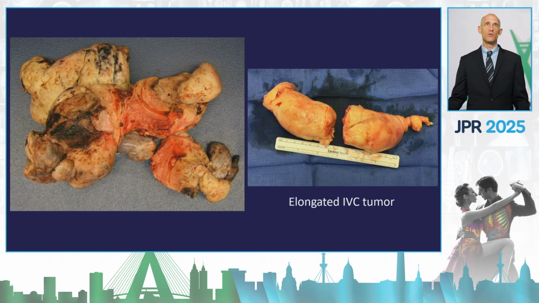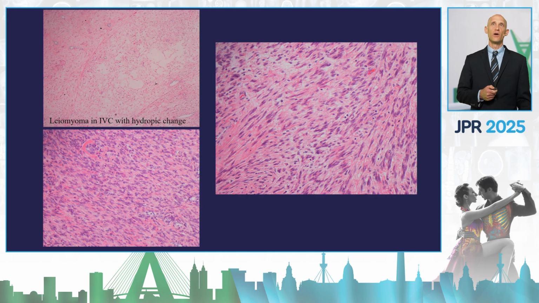This case went on to surgical management, and the gross specimen is kind of hard to orient yourself with, but this is all soft tissue mass. And then here is the elongated tumor that had found its way to grow up the IVC. When it was looked at under the microscope, you can see here again, these are spindle cells. They do not have malignant features, and the portion of the mass within the IVC was very hydropic with all these white spaces.